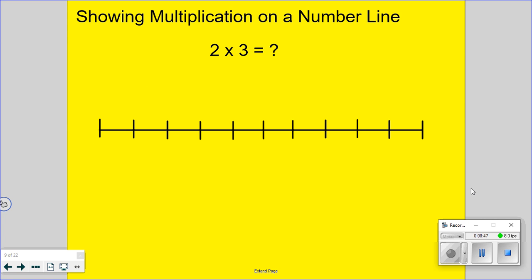So on the next blank page in your math notebook, this is going to be your title: showing multiplication on a number line. You don't have to write the rest of it. We just need that top line, showing multiplication on a number line. So you should have your pencil writing those words as a title in your notebook, please.